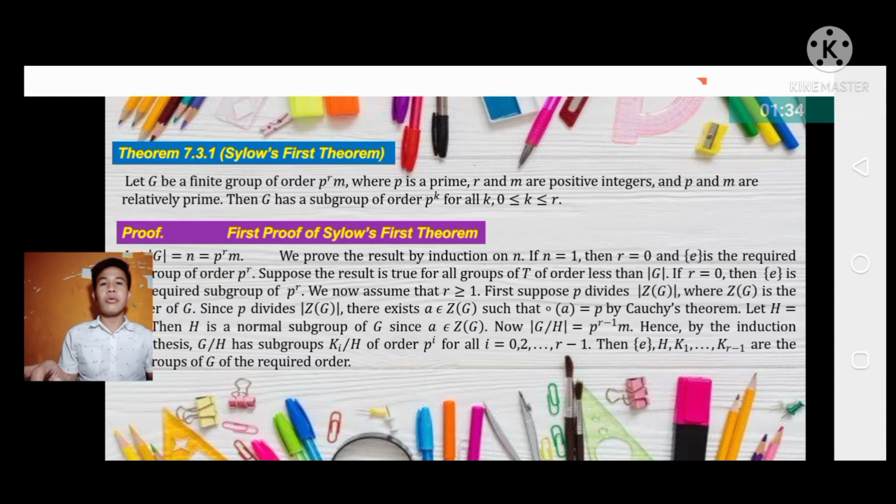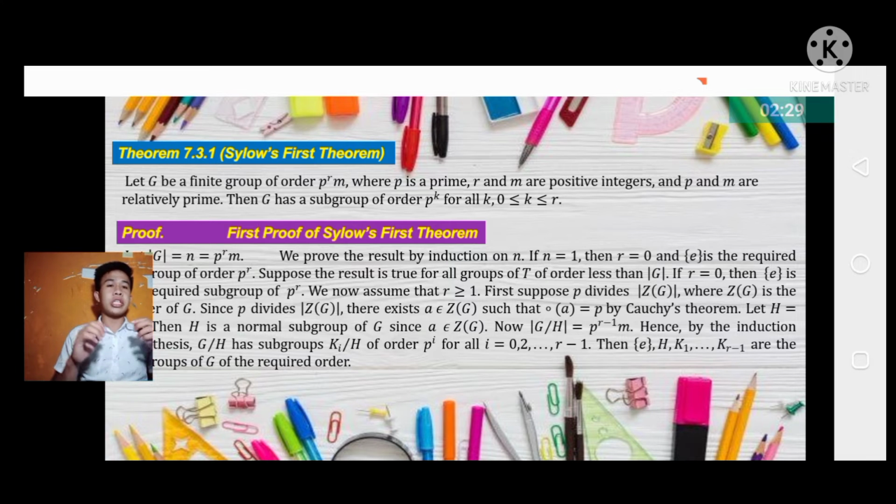Then p and m are relatively prime. How can we say that two numbers are relatively prime? The greatest common divisor of the two numbers is equal to 1. Then that finite group G has the order p to the r times m and has a subgroup. Let it be a subgroup of G, and it has the order of p to the k for all k greater than or equal to 0 but less than or equal to r.